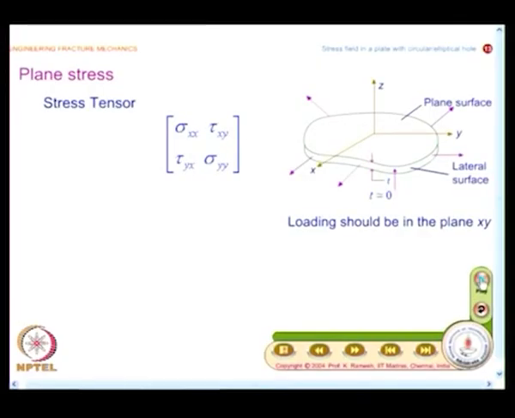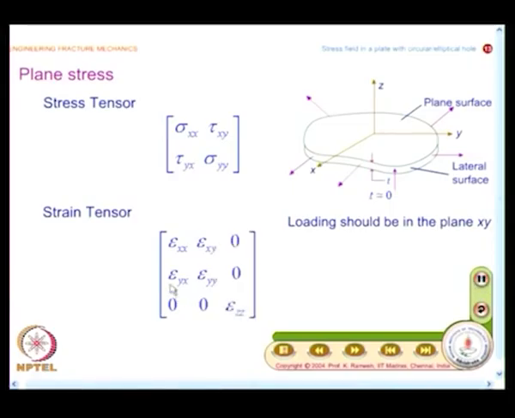When you look at plane stress, the stress tensor is only in the xy plane. Suppose you take that as the plane stress situation, you will have sigma xx, sigma yy and tau xy, but you look at the strain quantity, it is no longer 2 dimensional, it will be 3 dimensional. And what is the strain tensor? The strain tensor will appear like this. I have epsilon xx, epsilon xy, epsilon yx, epsilon yy as well as epsilon zz.